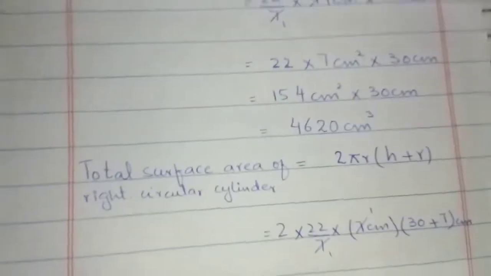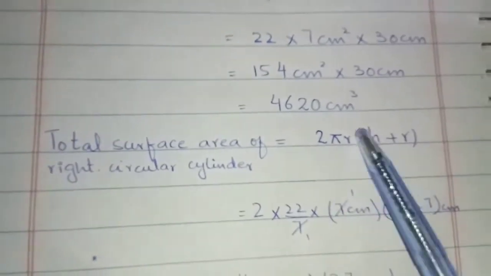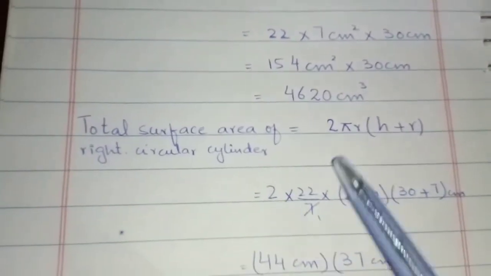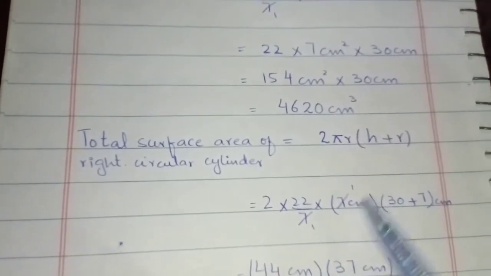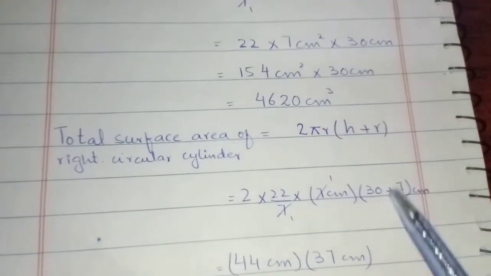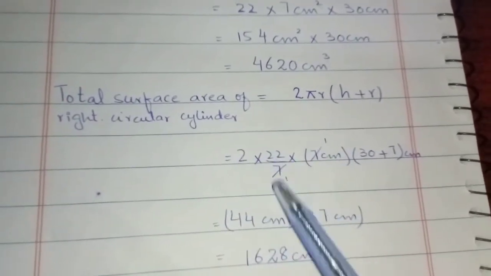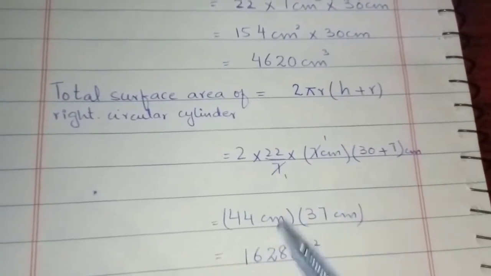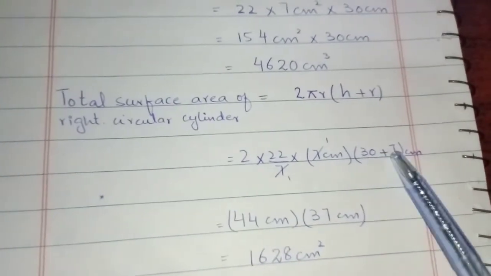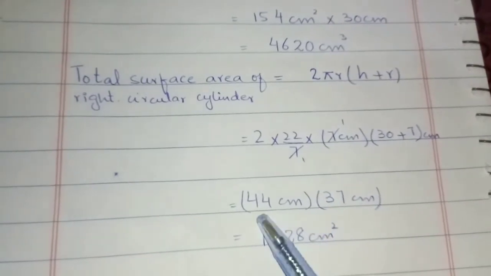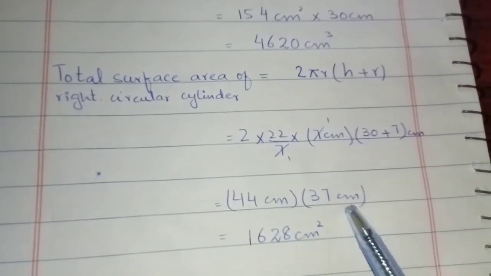Now we have to find the total surface area of the right circular cylinder. Formula is 2πr(h + r). 2 as it is, π is equal to 22/7 multiplied by r is equal to 7 cm, h is 30, r is 7 cm. 7 1s are 7, so 2 multiplied by 22 is equal to 44, multiplied by 1 cm is equal to 44 cm, multiplied by 30 plus 7, 37 cm.